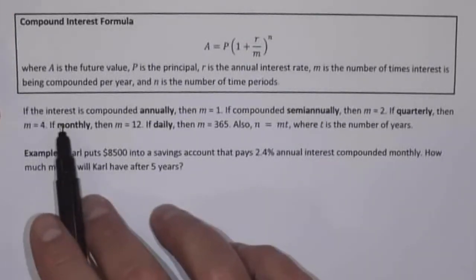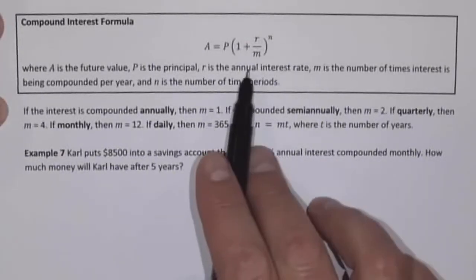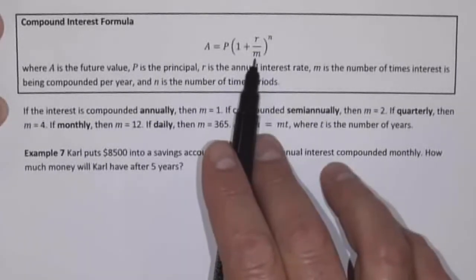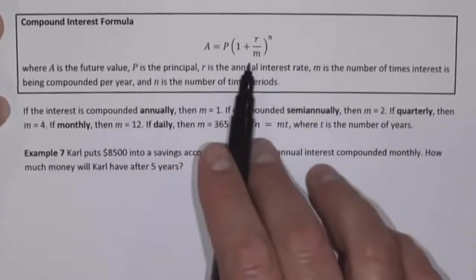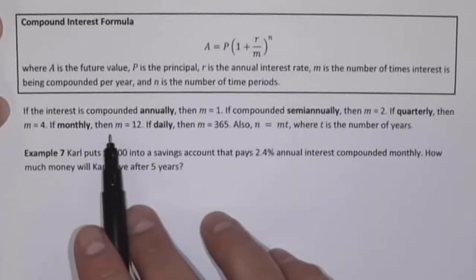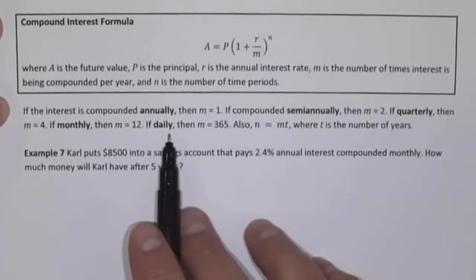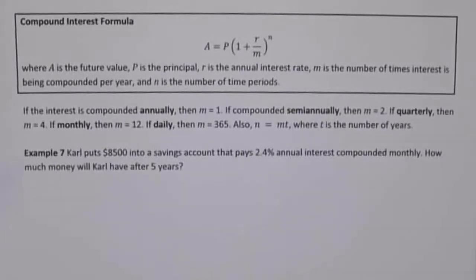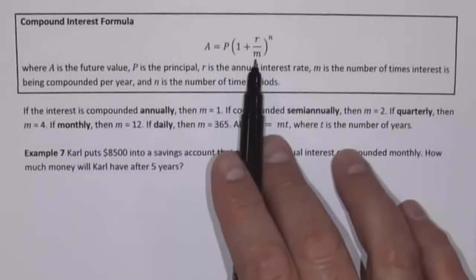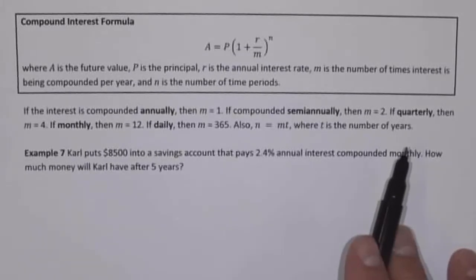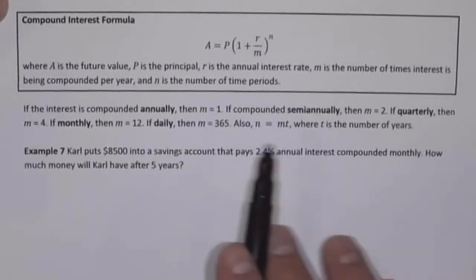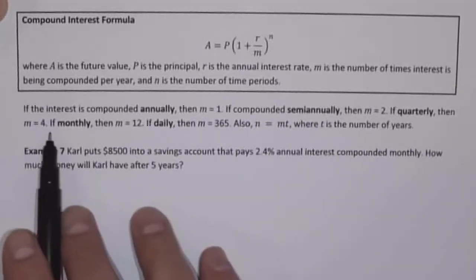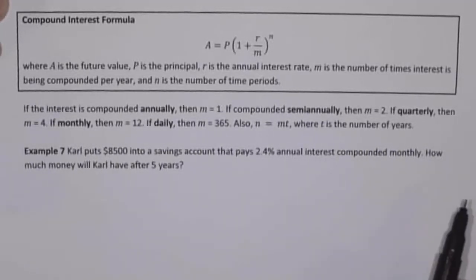So, if interest is compounded annually, then M is equal to 1. If it's compounded semi-annually, then M equals 2. If quarterly, then M equals 4. If monthly, then M equals 12. If daily, then M equals 365. So basically this M is how many times we're computing interest per year. And so again, if it's annually, that's once per year. If it's semi-annually, that's twice per year. If quarterly, that's 4 times a year, and so on.